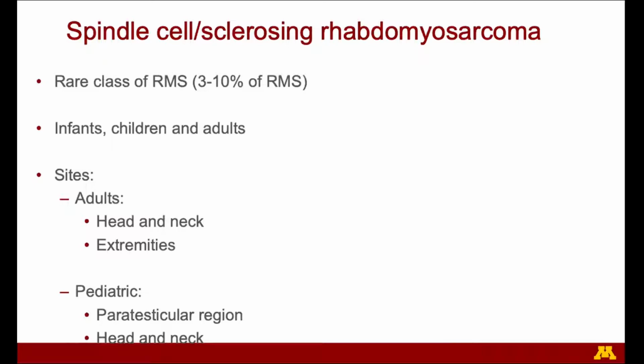This new group of rhabdomyosarcomas is rare and constitutes only 3 to 10% of all rhabdomyosarcomas. They can occur in infants, children, and adults, and they occur in different sites in adults and children. In the adult group, they occur in the head and neck, followed by extremities, and in the pediatric population, they are usually located in the paratesticular region, followed by head and neck.